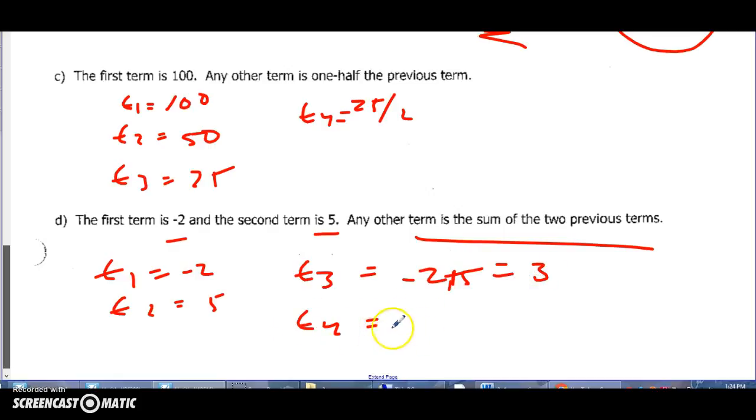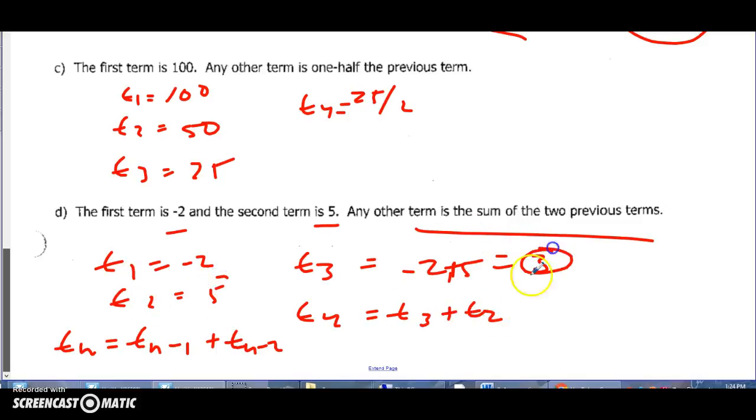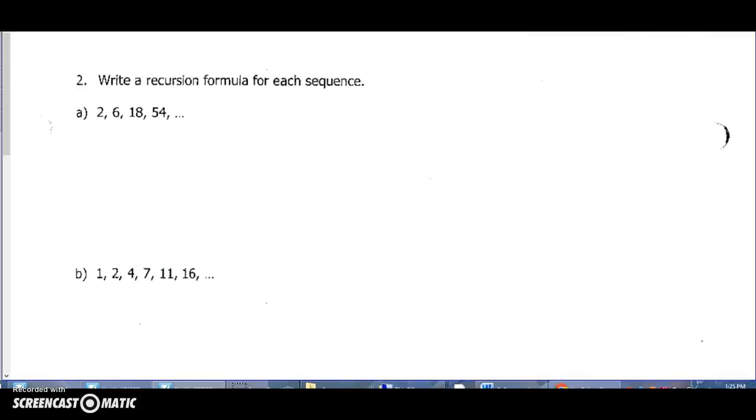Okay, so I can come up with a formula here. This says that any term value is the value of the two previous terms. So the one before it is n minus 1, and the one before that one is n minus 2. So I go ahead and do that. T4 is then T3 plus T2, and then I can go here and say T3 is 3, and T4 is 5, and I can add them together to get 8.